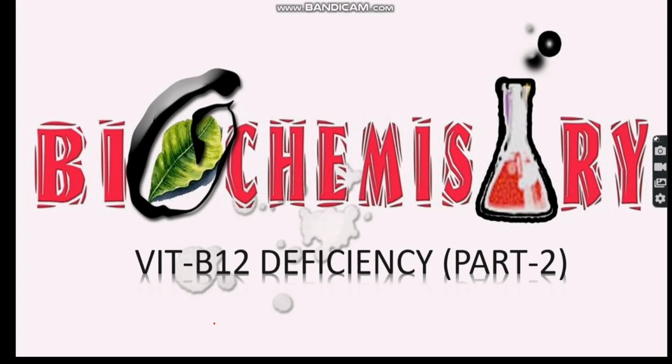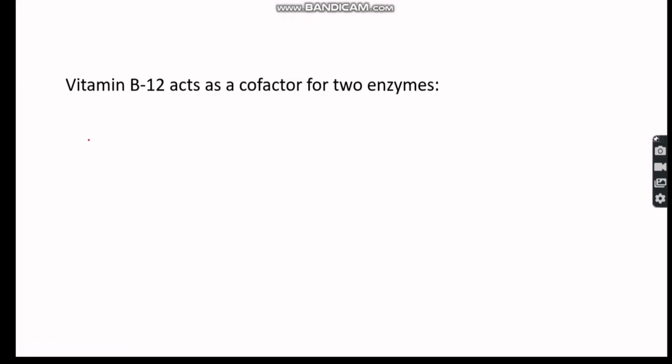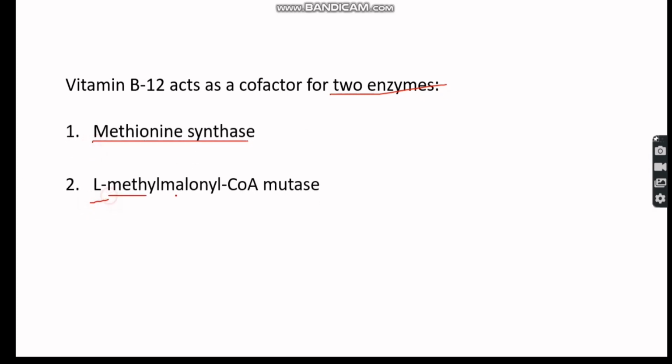So in today's lecture we are going to study how vitamin B12 acts as a cofactor for enzymes. Vitamin B12 acts as a cofactor for two enzymes, methionine synthase and methylmalonyl-CoA mutase. First of all, we will study how vitamin B12 acts as a cofactor for methionine synthase.